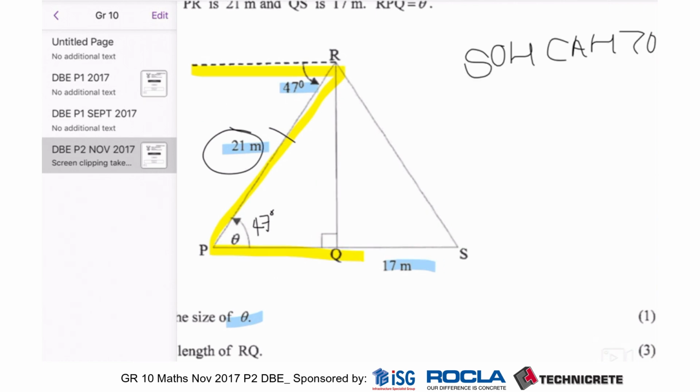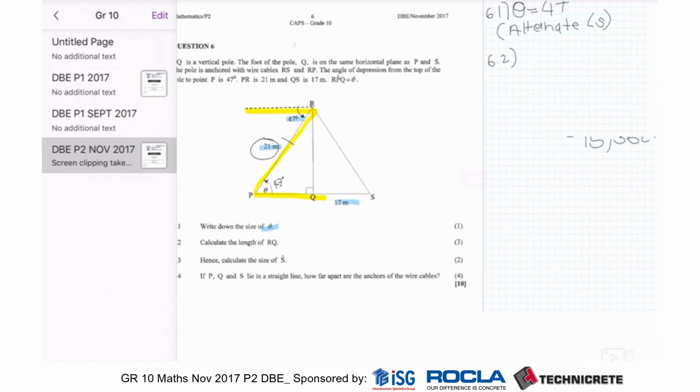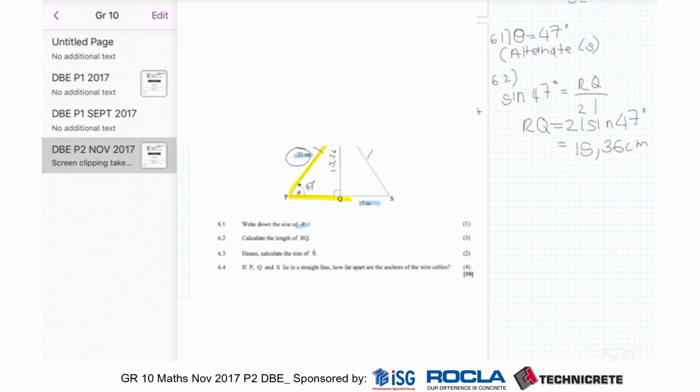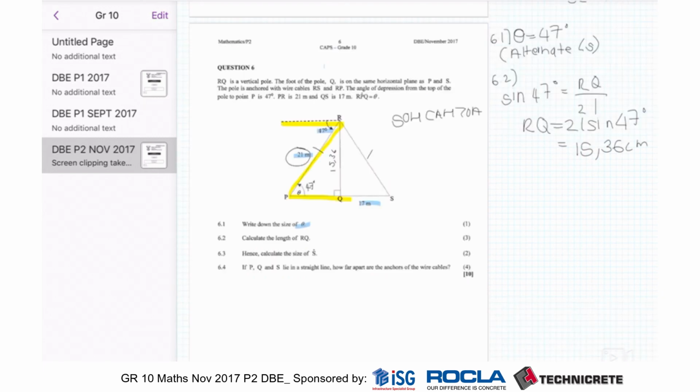Let's fill that in because it will be very beneficial. 15.36. Okay. Next one says, hence calculate the size of angle S, which is here. Well, I can now use the reverse. So this is also 90 because it's a straight line. I've got this measurement and that measurement, so I can use a ratio to help me find the angle. And I'm not including the hypotenuse, so it's going to be tan.